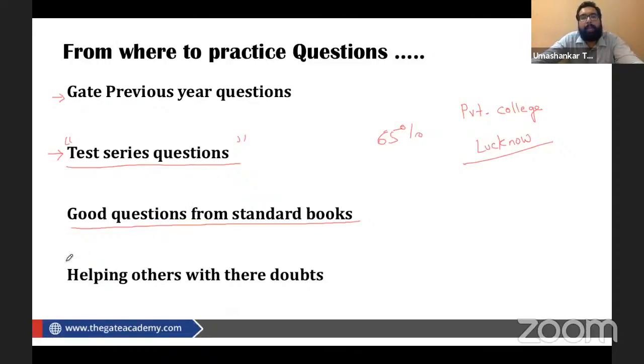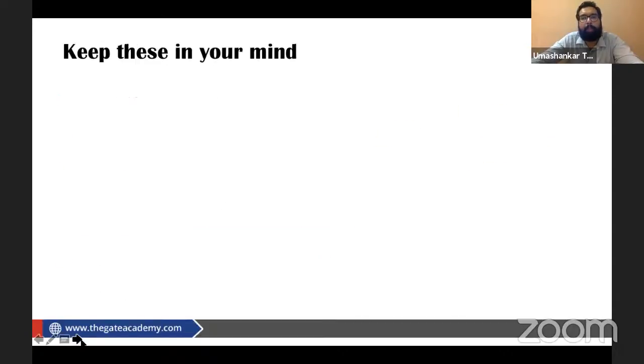Helping others with doubts. Always be open to help your friends and juniors with their doubts, because when you solve someone's doubt, you definitely gain more in that particular concept. Now, when you start your preparation, always keep these things in mind. GATE is a conceptual paper. You cannot just do rectification. It is not a paper one can crack with memory power.